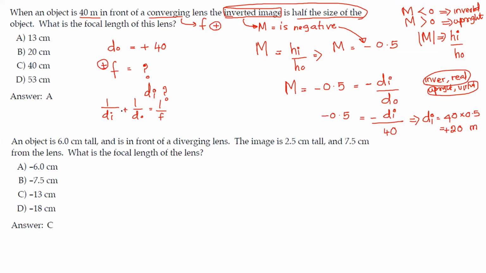Okay, so we have di. Now we just have to plug the value into this equation. So f is given by 1 over di, 20, plus 1 over d naught, 40, and you take the inverse. So when you do this, you will get 13.33 meters. Again, a positive value, and we know it. A converging lens should give you a positive value. So your answer is A.